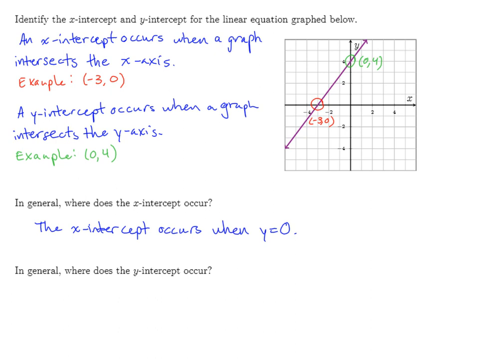Looking at, in general, where the y-intercept occurs, it's very similar. Again, our y-intercept is where we're going to intersect the y-axis. And when we're on that y-axis, the x value is going to be 0. So the y-intercept occurs when x equals 0. So looking at our y-intercept, that's where we intersect the y-axis, and what's true there is that the value of x is 0.